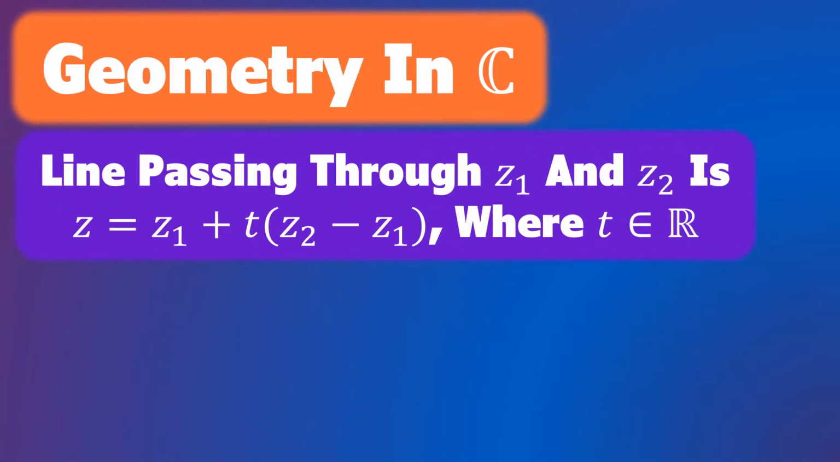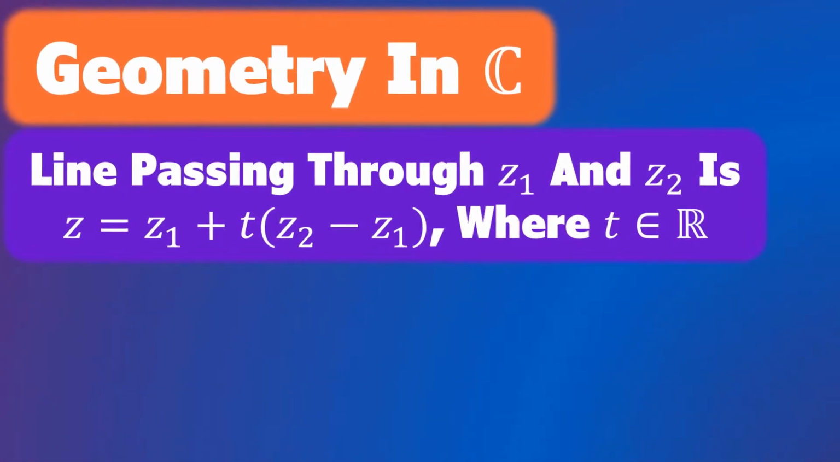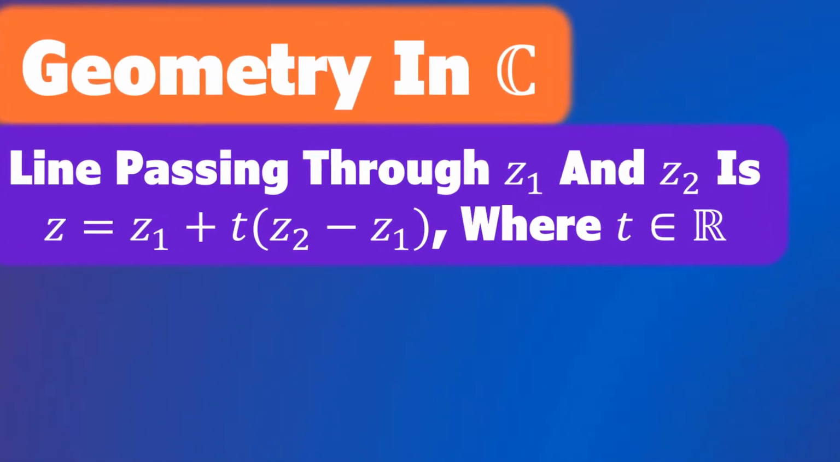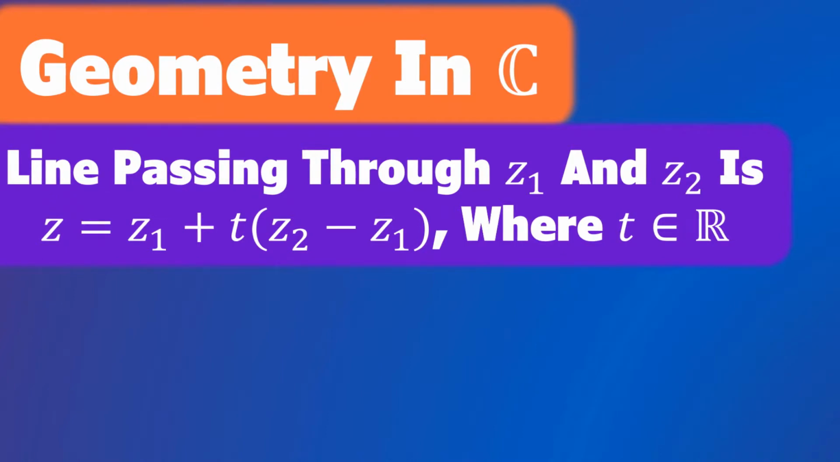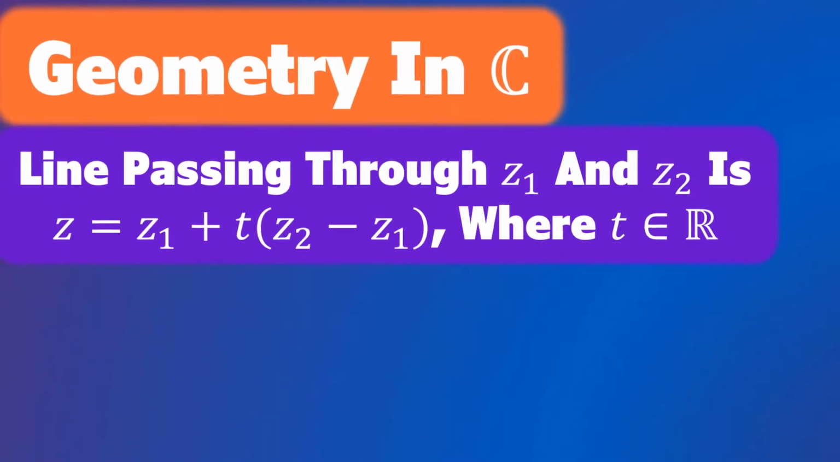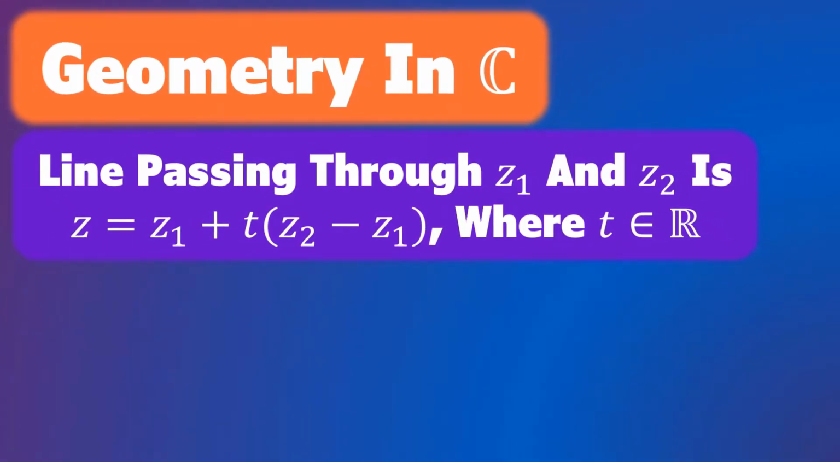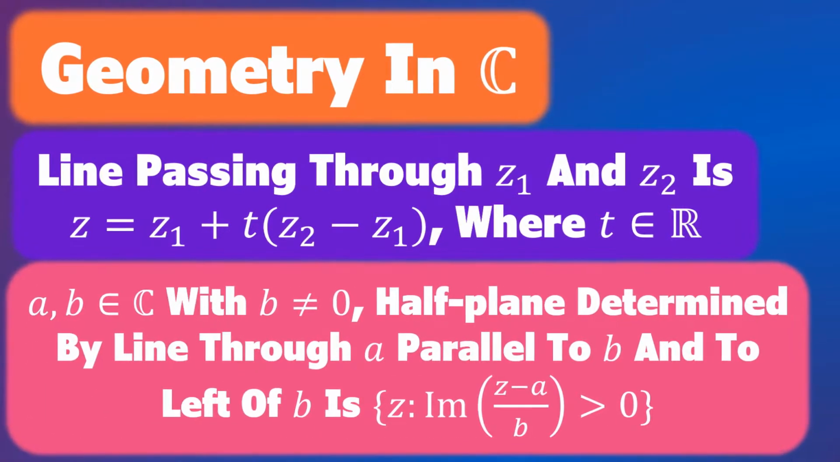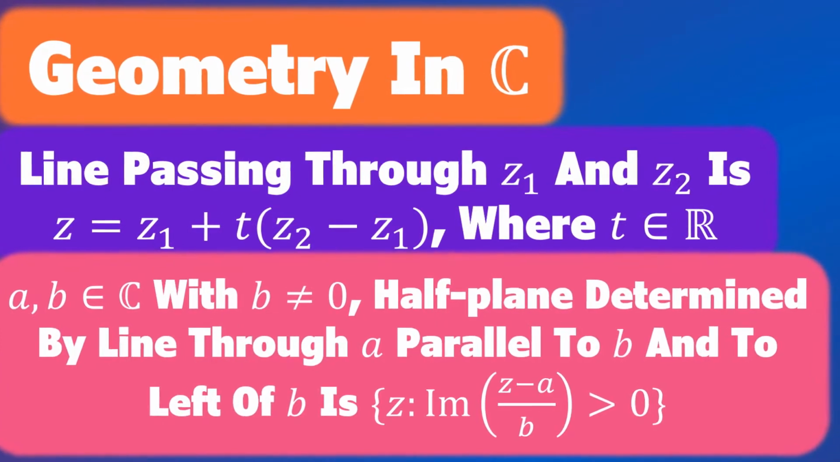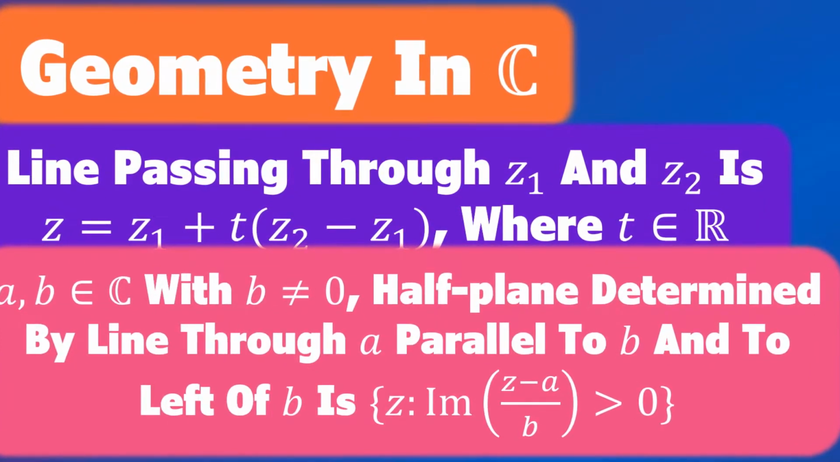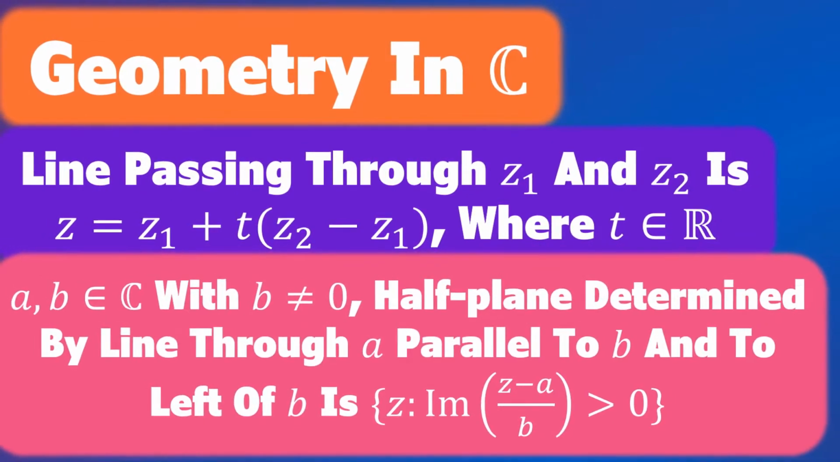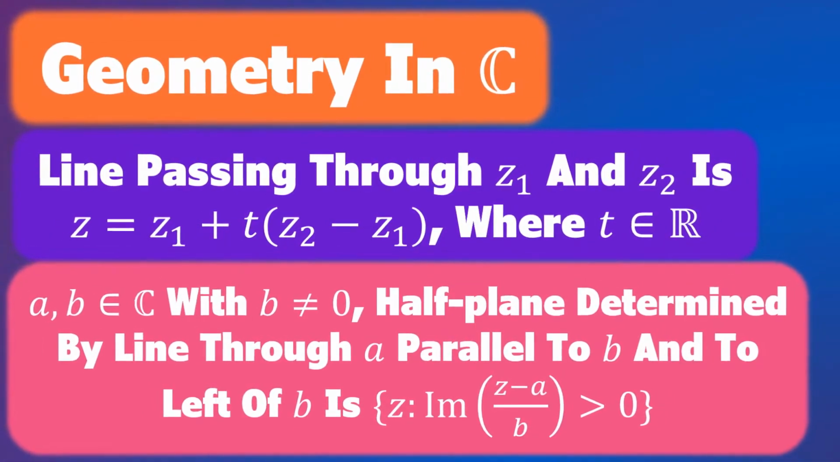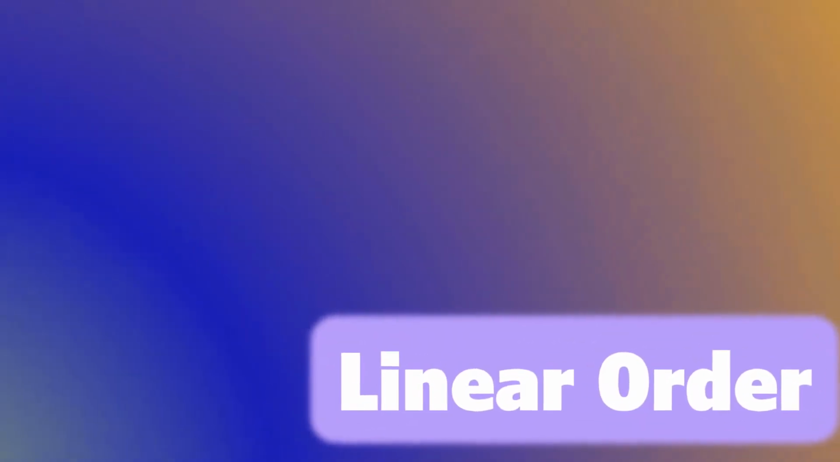An equation of a line passing through the points z1 and z2 in the complex plane is z equals z1 plus t times (z2 minus z1), where again t is some real number. Where a and b are complex numbers with b not equal to 0, the equation of a half plane determined by the line through a parallel to b and in the direction to the left of b is equal to this set here. Now, let's discuss linear order.